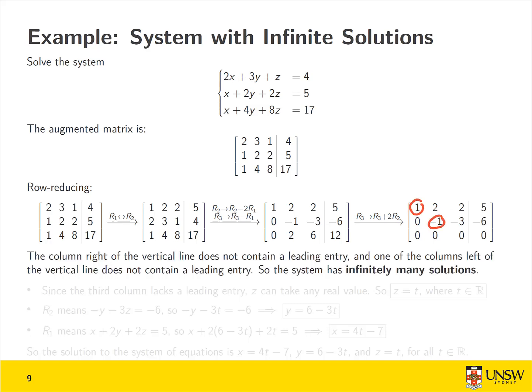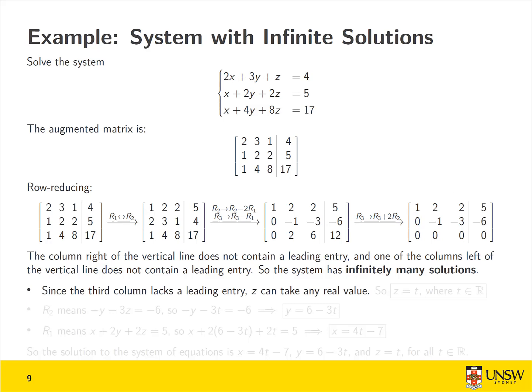The rightmost column doesn't contain any leading entries, so we know there is at least one solution. Furthermore, one of the columns left of the vertical line does not contain a leading entry. So we know that the system has infinitely many solutions. Now we need to find a way to express this infinite set of solutions.